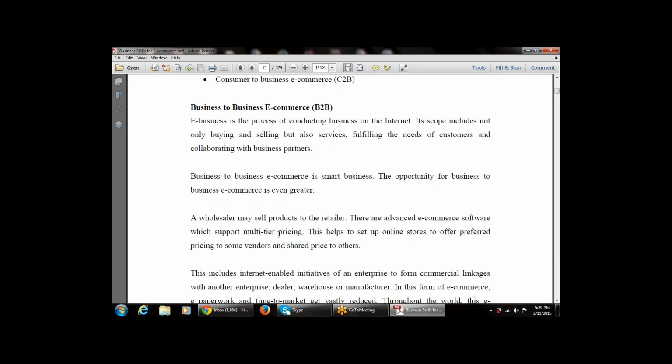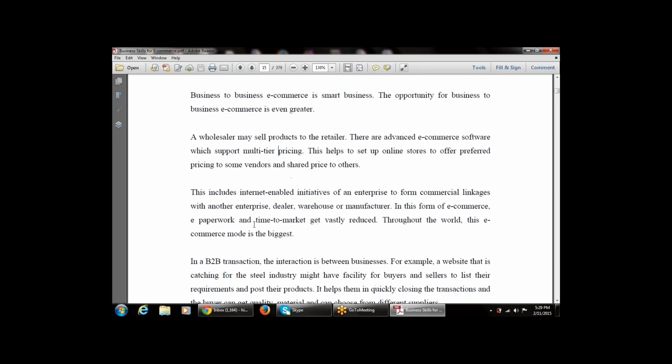There is a network. One term is known as network. As I told you earlier also, there is a network that combines various businesses together. Suppose we are using one network that connects business A with business B. That is done by the internet-enabled initiatives.